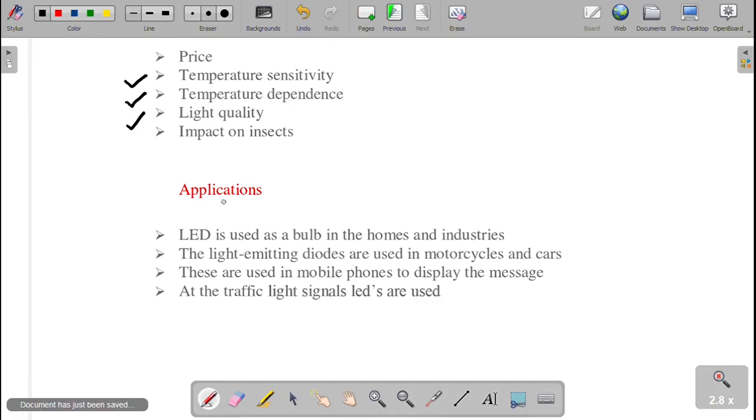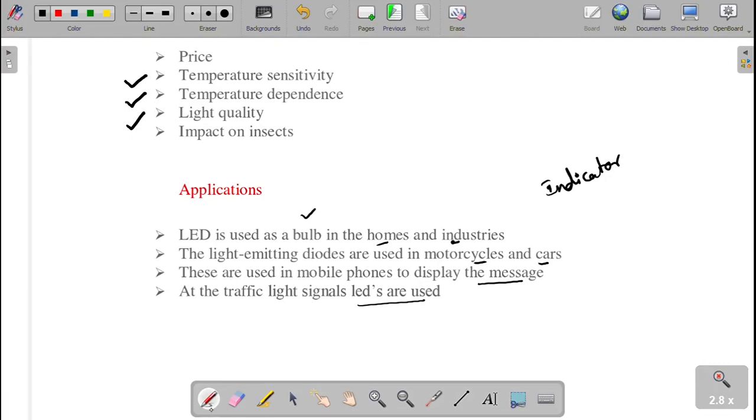Next, what are the applications? LED is used as the bulb in homes and industries. This you know well. And LEDs are used in motorcycles and cars, wherever you want to indicate, it will act as an indicator, indicating lights. These are used in mobile phones to display the message, that is backlight. And in all traffic signals, LEDs are used. These are a few applications I mentioned here. So advantages, disadvantages and applications are the basic questions which will be asked during the Viva examination.